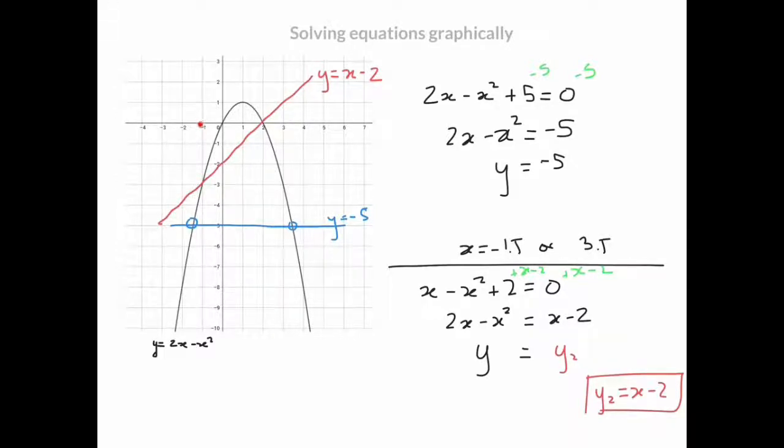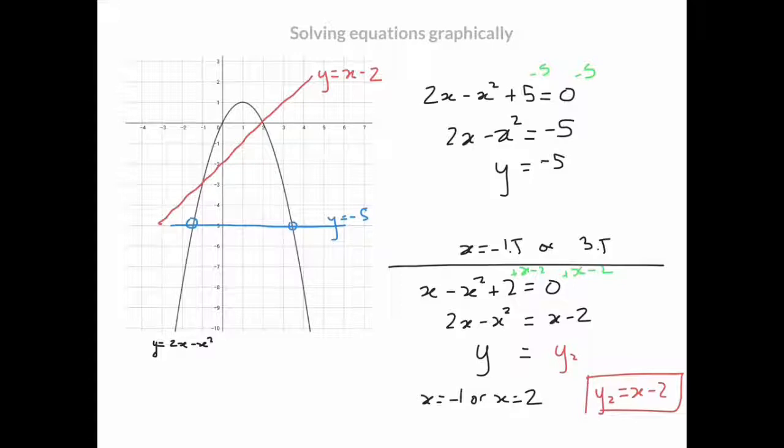You see that for x is minus 1, the y is minus 3, and the y2 is also minus 3. Have a look at the black curve and at the red curve. So this means that at this point here, I can say that y is equal to y2, which means that 2x minus x squared, this is how I work out the y-coordinate on the black curve, is equal to x minus 2, which is how I work out the y-coordinate on the red curve. So, according to my graph, this happens when x is minus 1 or when x is 2. The second point of intersection is at x is 2.